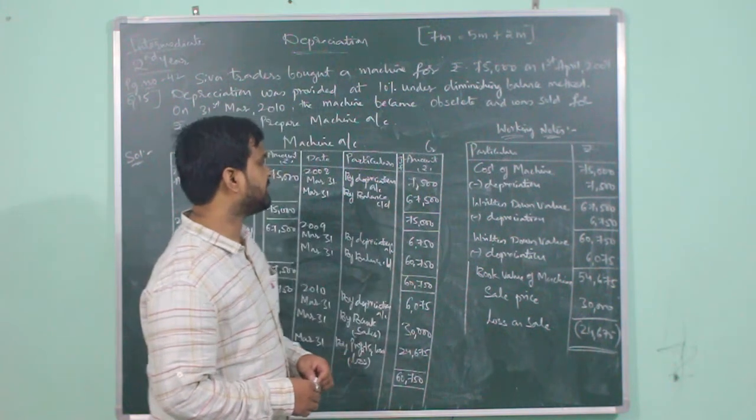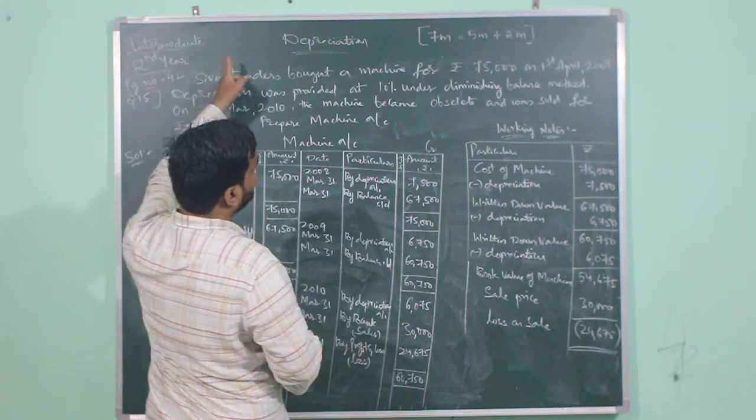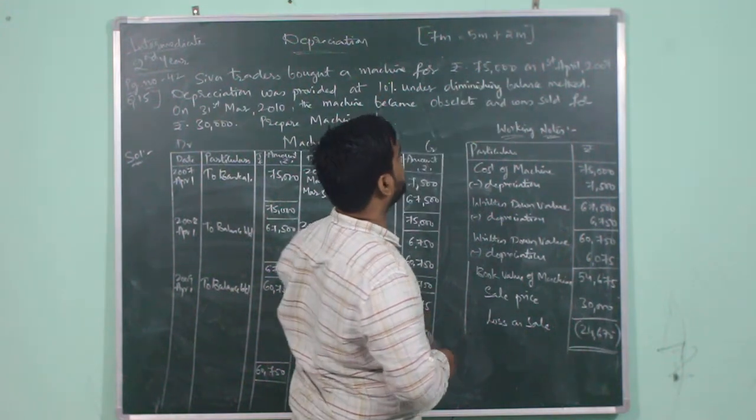In this video, I will be explaining the chapter depreciation. It's a chapter for intermediate second year students, State Board of Telangana. And the weightage for this chapter is 7 marks. A problem will be coming for 5 marks, and a problem or a theory will be coming for 2 marks.